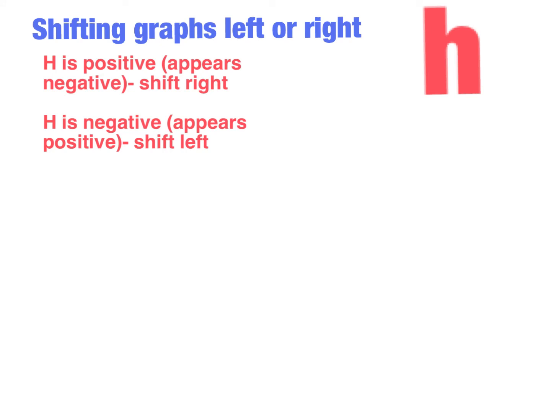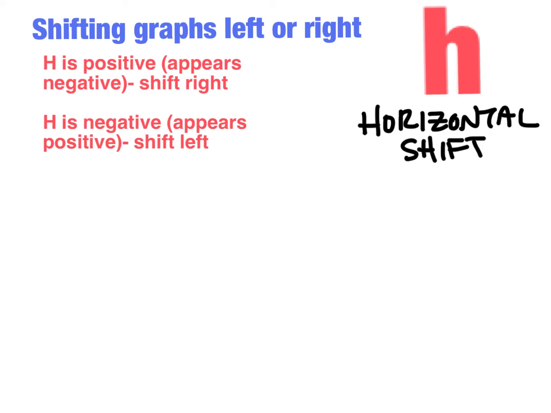All right, so h is a horizontal shift. This is the one that kind of trips people up because if h is positive, you shift right, and that seems intuitive. But whenever h is positive, it appears negative, right? Whenever h is negative, it appears positive, and it's like, why is that? Well, let's just take a quadratic, for instance.